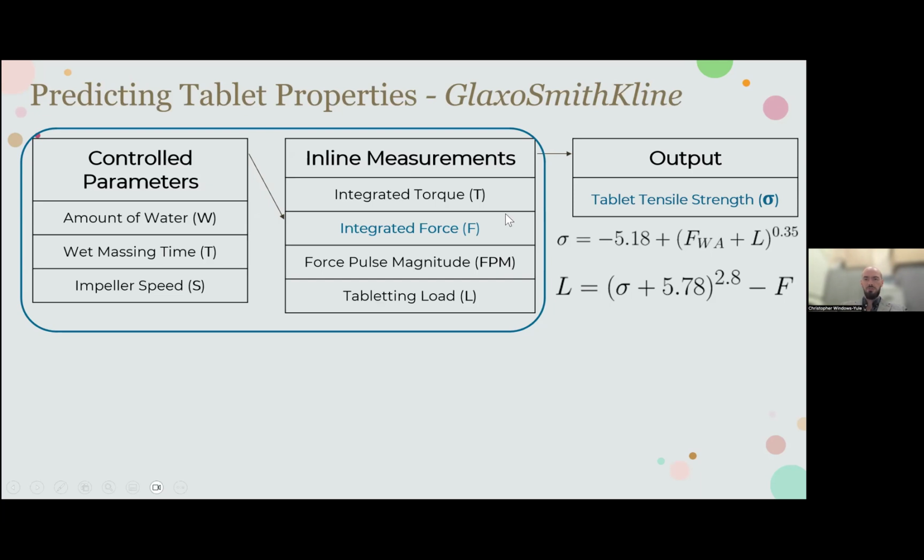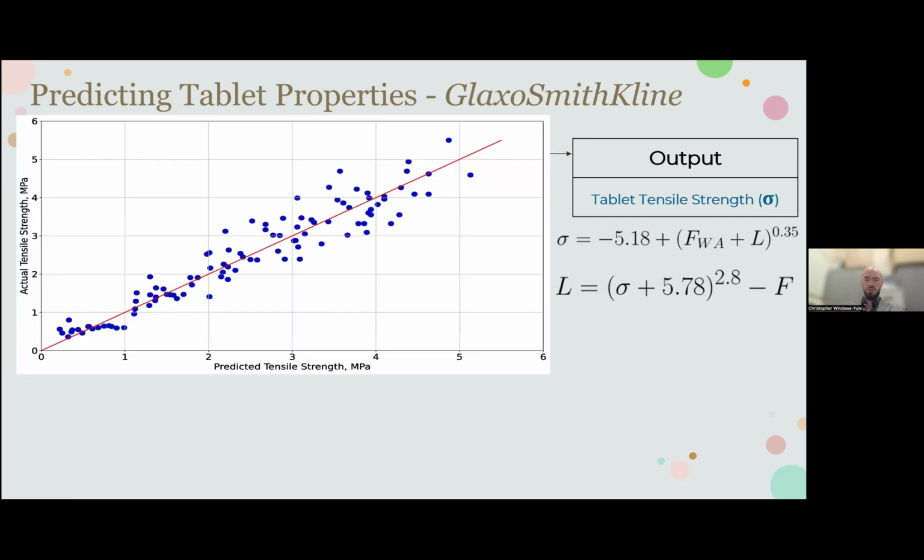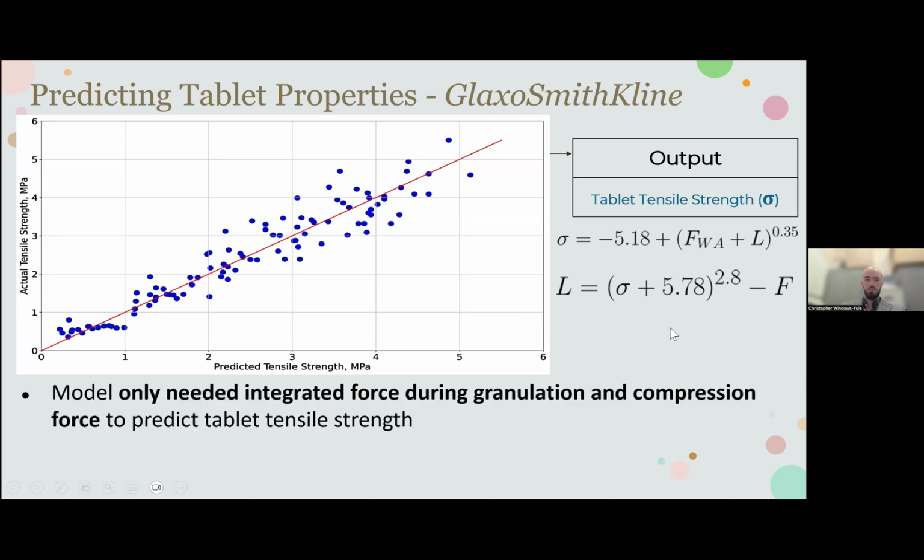And beautifully, again, we fed it about 8 different parameters. It threw everything away except the integrated force during the water addition phase of the granulation and the compression pressure, the load that we applied to the tablet at the end. It threw everything else away and gave us a really rather good predictive correlation for this output.